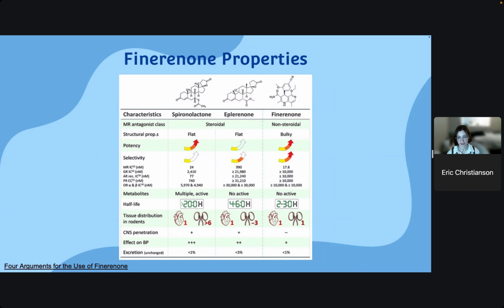Spironolactone and eplerenone, as you can see, the kidneys are much more favored in terms of distribution. In terms of CNS penetration, finerenone does not penetrate the CNS, which is good because then again, it doesn't have a lot of those side effects that spironolactone and eplerenone can have. It does not, however, lower blood pressure very well compared to the steroidal MRAs, again, due to that CNS penetration or lack thereof. And excretion is pretty similar across the 3 groups.